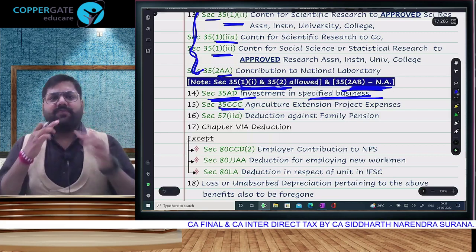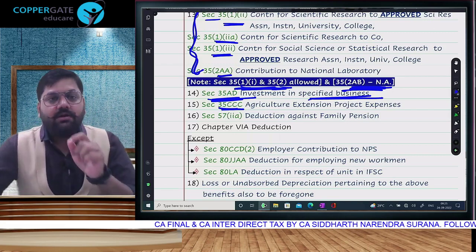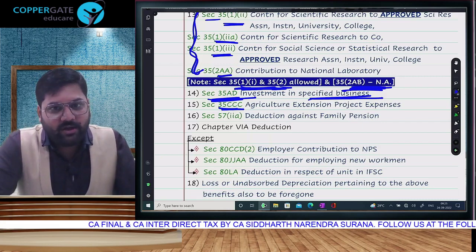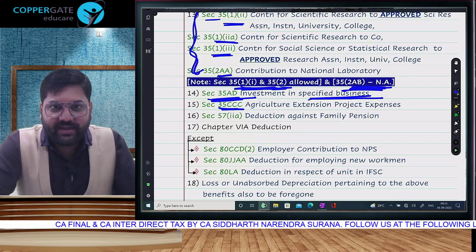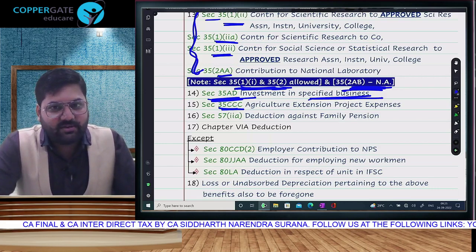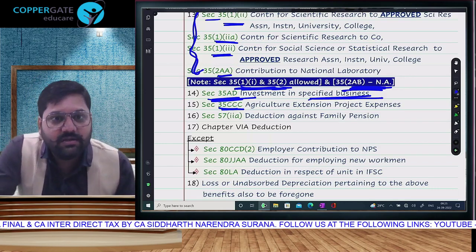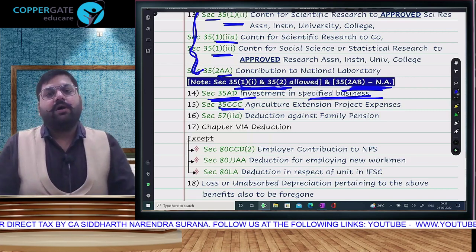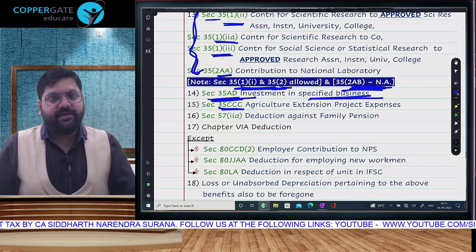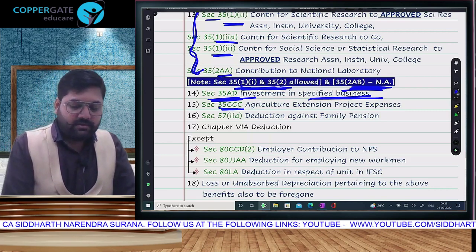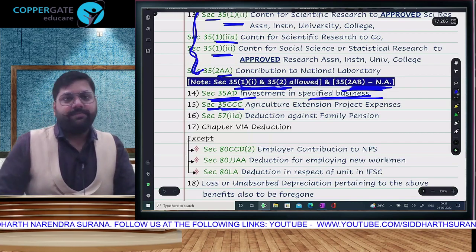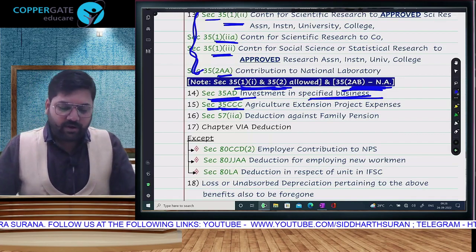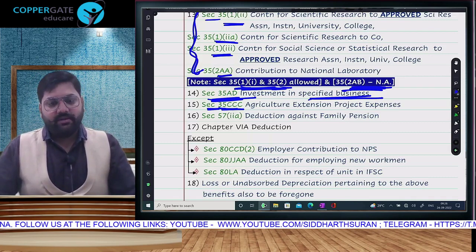Then there is section 35 CCC, agriculture extension. Activities which are related to agriculture, like loading, unloading of agriculture goods, transport of agriculture goods, processing of agriculture goods, manufacture of tractors. Are they all related to agriculture? We give them also 100% deduction of their capital and revenue expenditure. In which section? 35 CCC of the PGBP chapter. Will we give deduction in the old regime? Yes, but we will not give you deduction under the new regime.